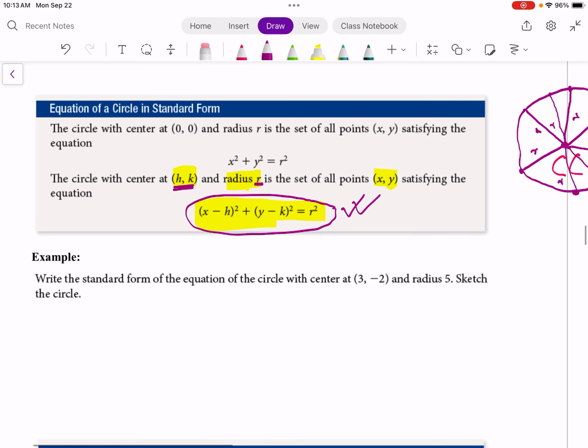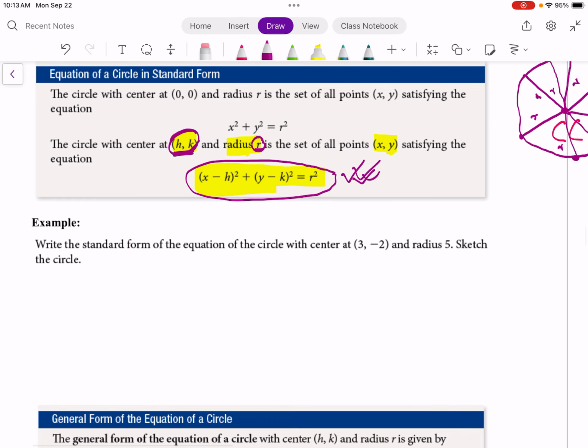To find the equation of a circle, we always need a center. The center is (h, k). We need to know the value of h and k, and we need to know the radius of the circle. And if we know the coordinate of the center of a circle and the radius of that circle, we can always find the equation, and we use this formula. Here we have an example.